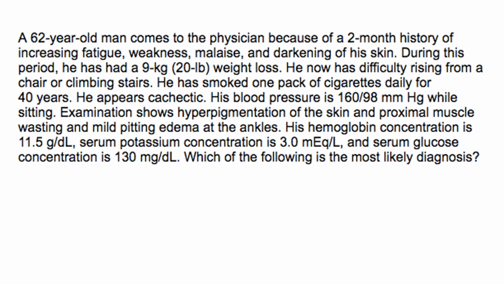So we see a 62-year-old man comes to the physician because of a 2-month history of increasing fatigue, weakness, malaise, and darkening of his skin. During this period, he has had a 20-pound weight loss, and he now has difficulty rising from a chair or climbing stairs. He has a significant smoking history, appears cachectic, has an elevated blood pressure. Exam shows hyperpigmentation of the skin and proximal muscle wasting. And we see that his serum glucose is elevated and he's hypokalemic.